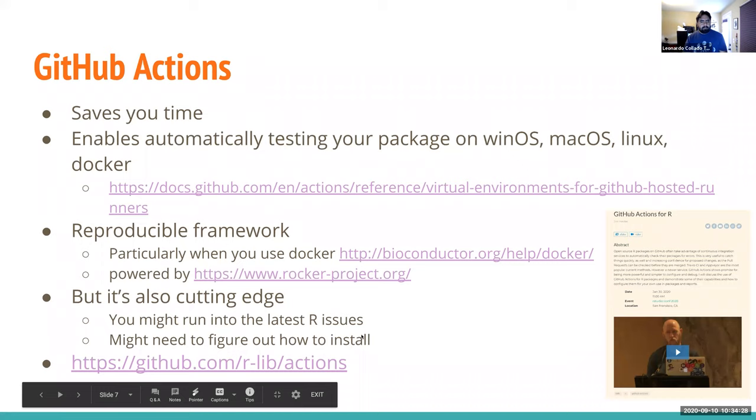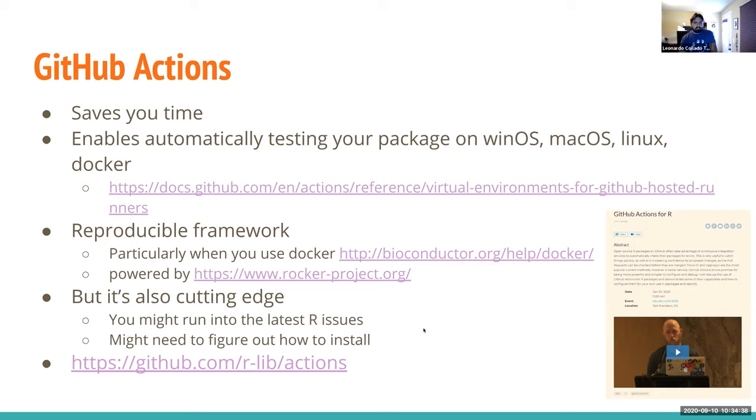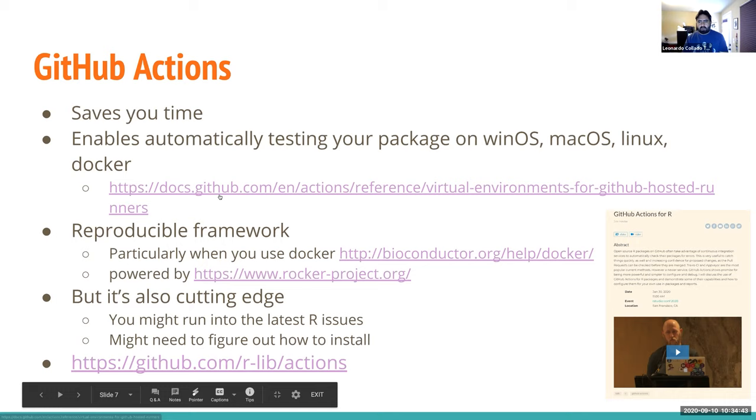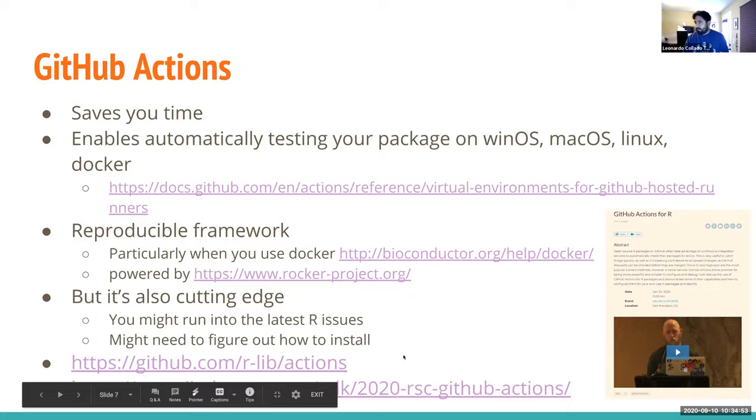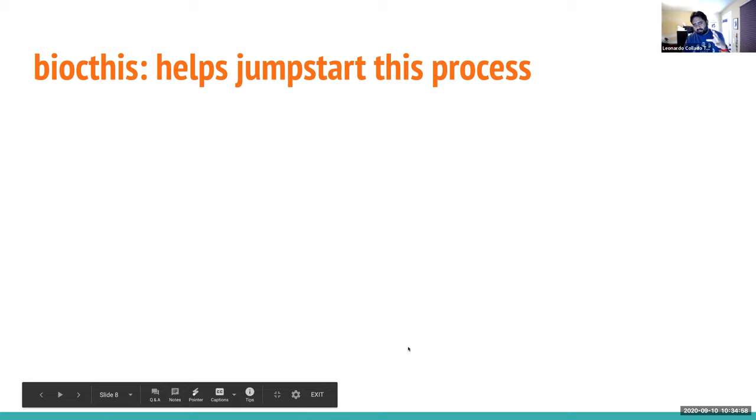Jim Hester, shown here on the right, is an employee at RStudio, a former employee at Bioconductor. He's the first person that really dove deep into using GitHub Actions for R. And he gave a talk at the RStudio conference in January 2020, which I would really recommend that you watch. It's like 20 minutes long. So use this. It's quite useful to get started. GitHub Actions is quite useful to then keep developing your package.